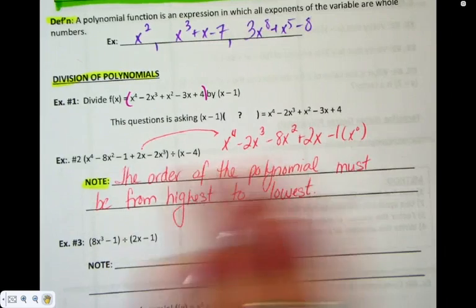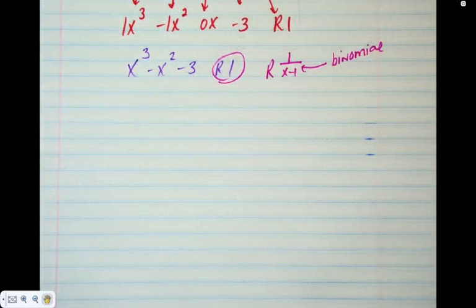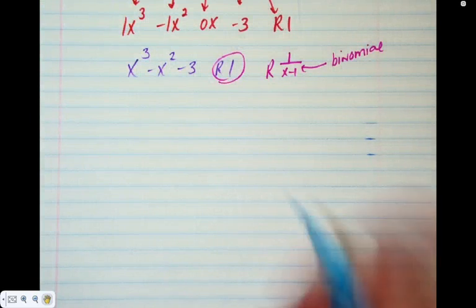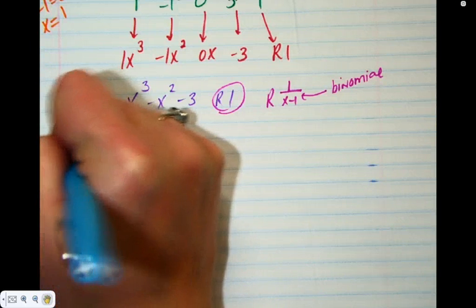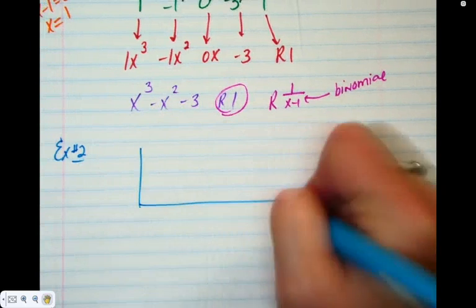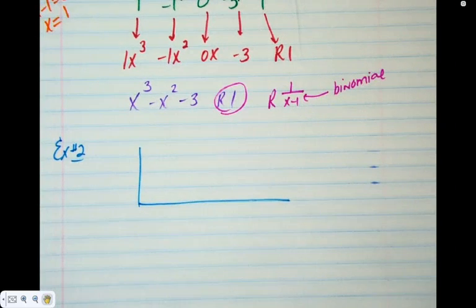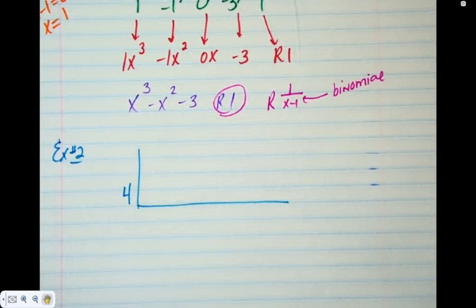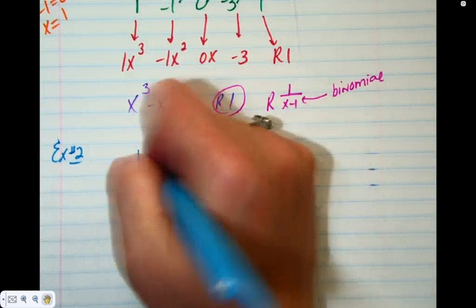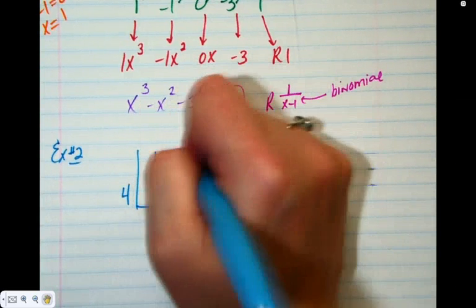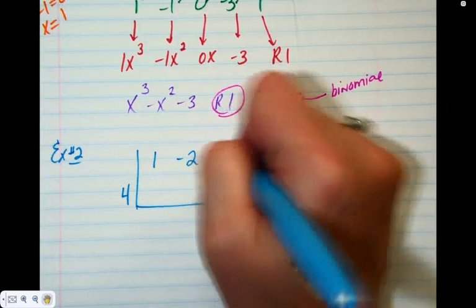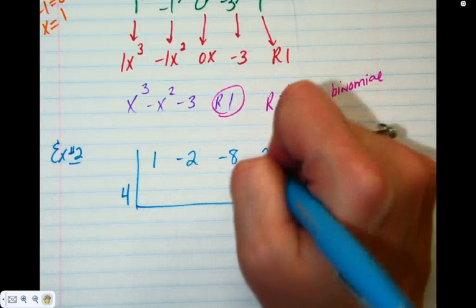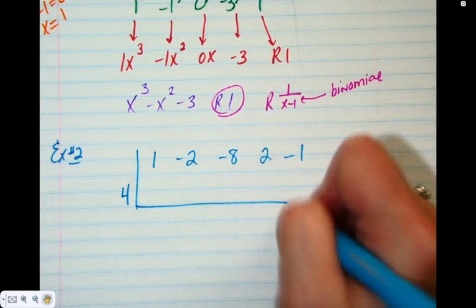Are we good with the notes? Okay, so it just means when we set it up, we just need to be aware that things are in order. What's going to go on the outside? The inside, we just talked about the order, so 1 will be first, followed by negative 2, followed by negative 8, followed by 2, followed by negative 1.